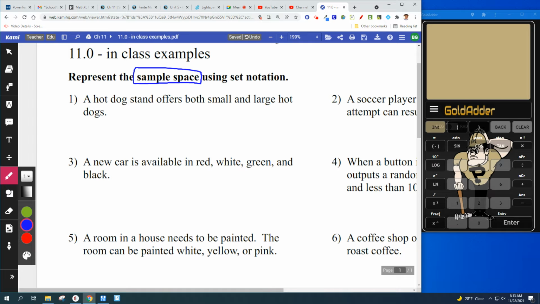So sample space, a hot dog stand offers both small and large hot dogs. So the sample space, notice it says use set notation. Set notation is just like squiggle brackets, okay? Not parentheses, but squiggle brackets. It indicates that there's a list coming, all right? And basically, we only have two choices. Either we have small or we have large. And you could say small hot dogs and large hot dogs if you want, but basically that's it. That's the sample space. And what's important about that is just to notice that there are two things, okay?